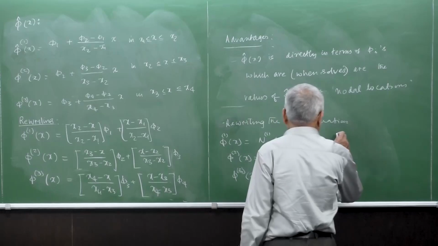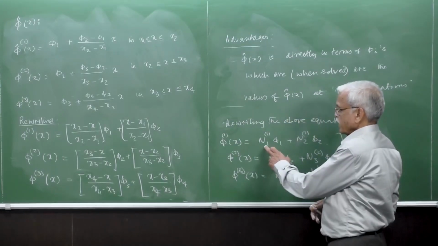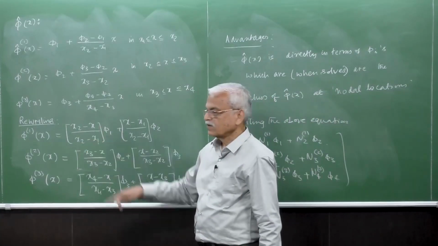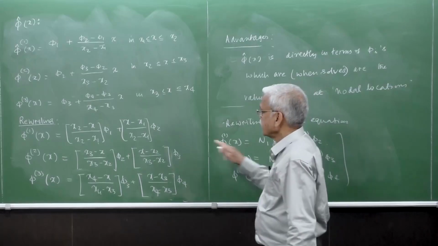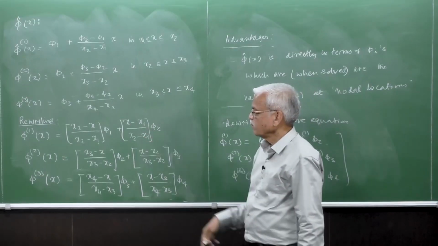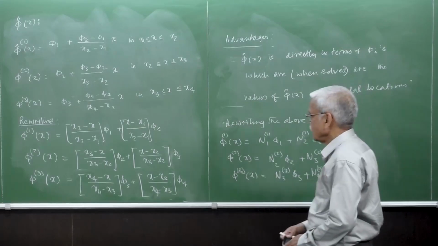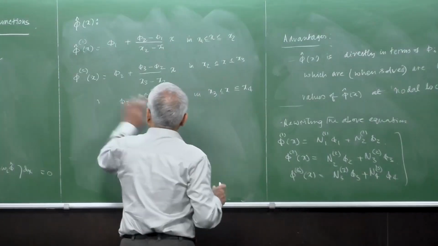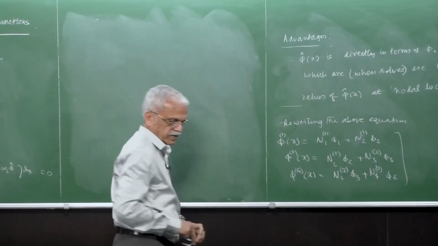So like this, I don't have to rewrite. Now I can say that this N1 of 1 is nothing but (x2 minus x) by (x2 minus x1), and N2 of 1 is (x minus x1) by (x2 minus x1), and so on. So let us also see now, interestingly, what are these functions and how they look graphically. This is very important for us.